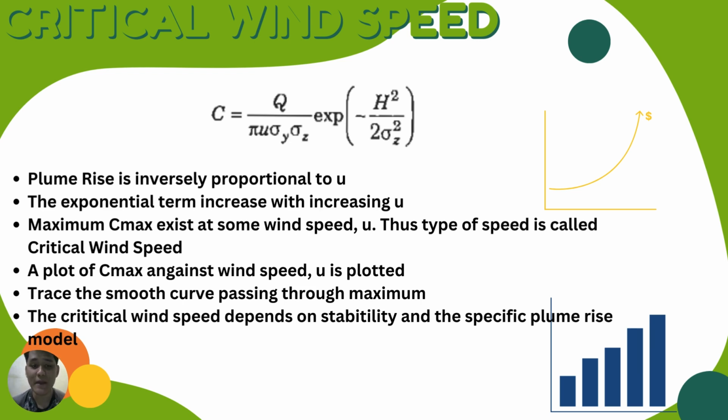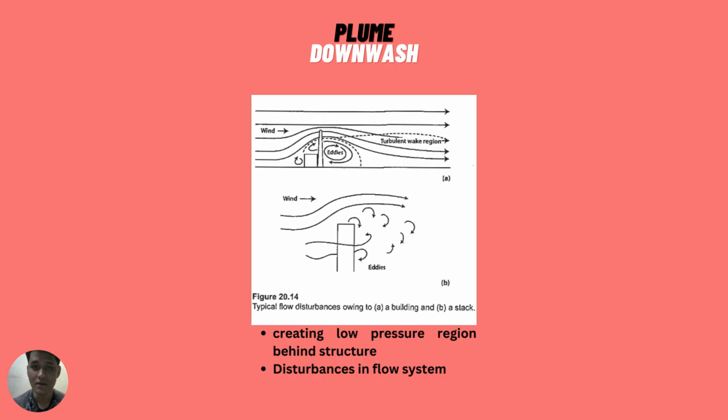A plot of Cmax against wind speed U is plotted. Trace the smooth curve passing through the maximum. The critical wind speed depends on the stability and the specific plume rise model. Here is how you determine the critical wind speed. Plume downwash happens when low pressure is created behind a structure. It is a disturbance in a flow system.